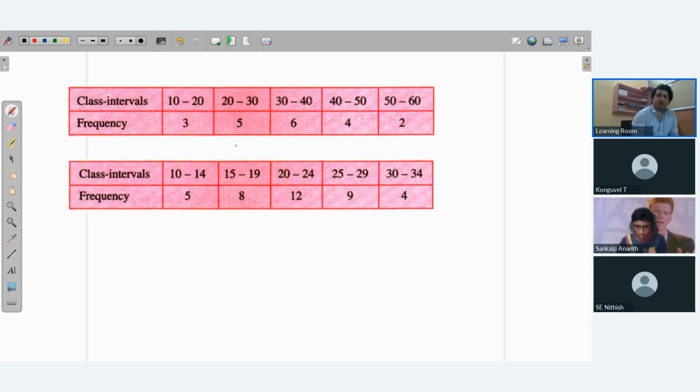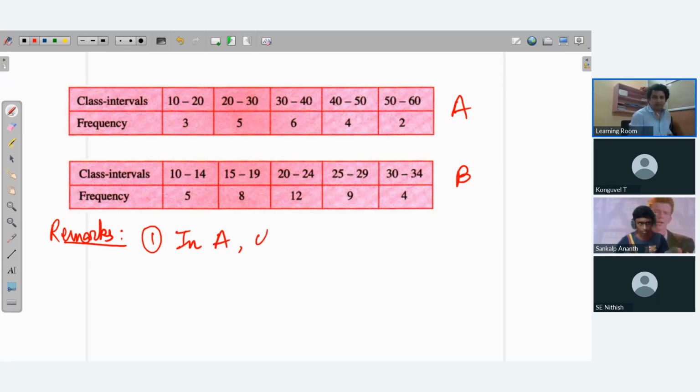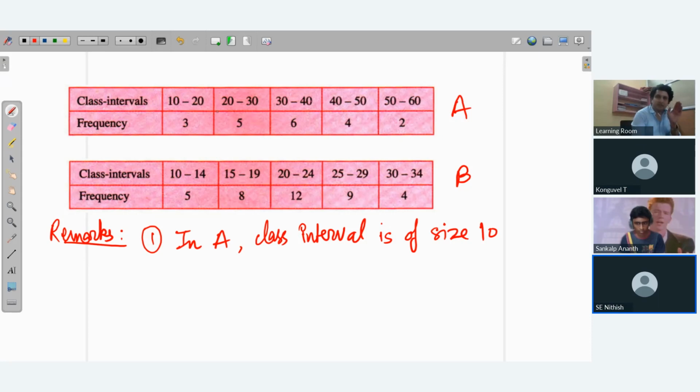So a few remarks over this. Number one, I call this A and this B. In A, the class interval is of size 10, because each of the class intervals differs by a size of 10. So 10 and 20 has a gap of 10, 20 and 30 has a gap of 10. Likewise, all the 5 class intervals differ by a size of 10. Understandable? Yes, sir. Always 10.